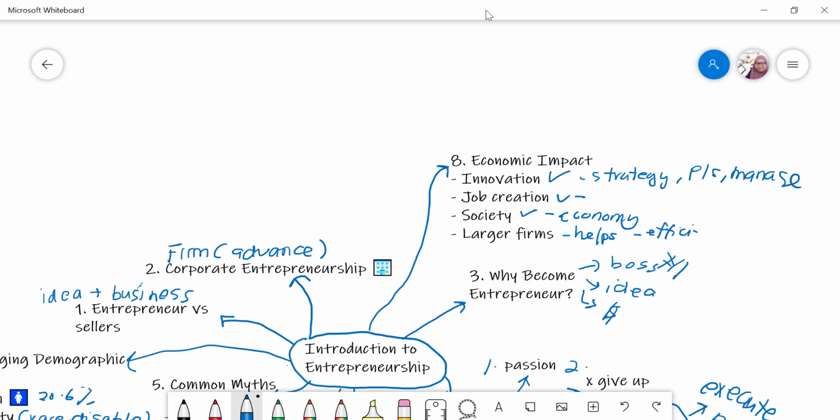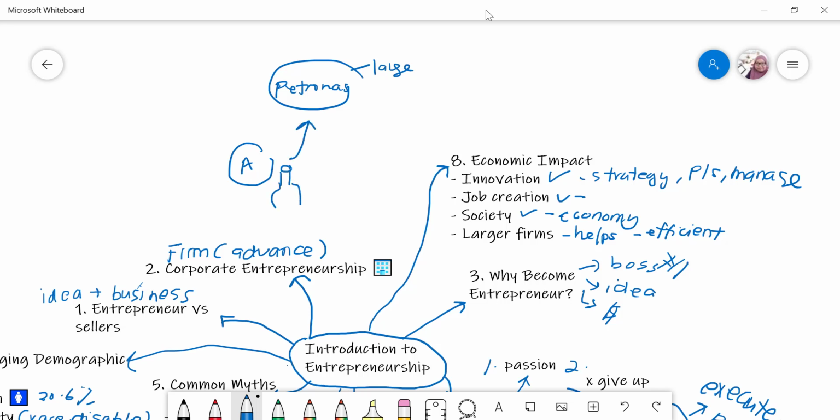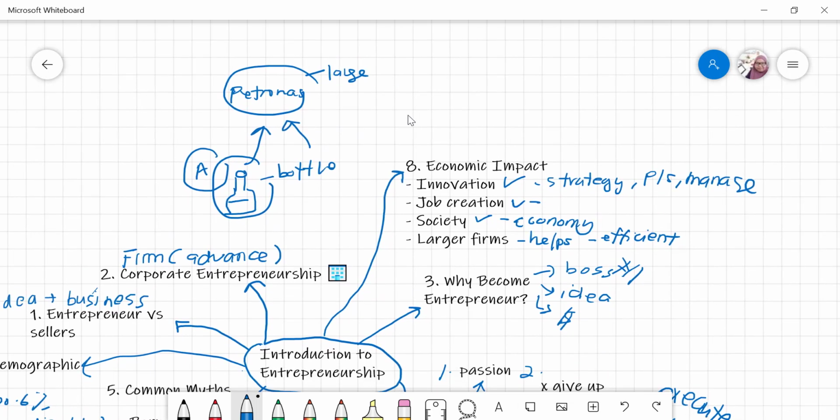For example, Petronas is a large firm, and you are a small firm, company A. You just help Petronas by bottling their, I don't know, oil maybe. You do the bottling and ship it to Petronas. That means you help Petronas to gain more efficiency.